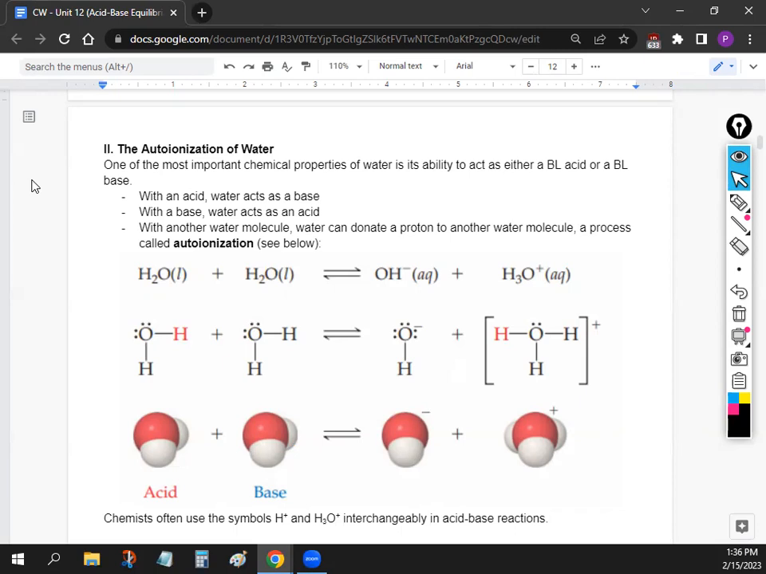The molecules collide with each other, and then depending on how they collided, one of them will give the H plus to the other one. It's happening right now. It's happening inside your body too. If you have any container of water, it's already auto-ionizing, going back and forth. It's instantaneous, happens real quick.